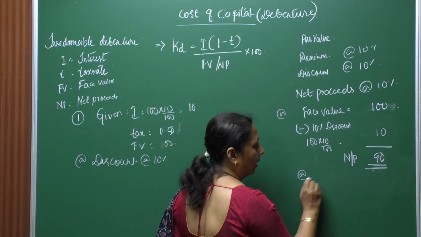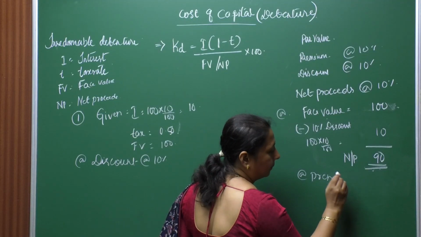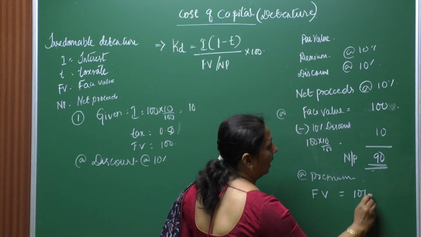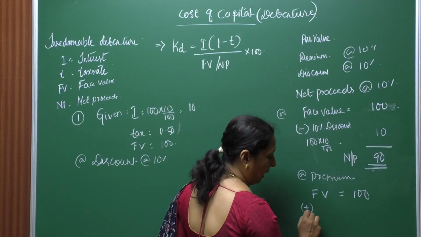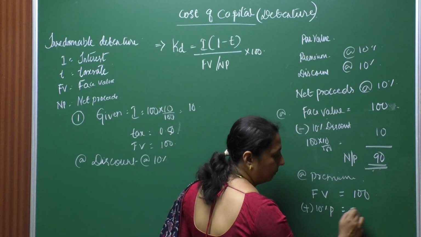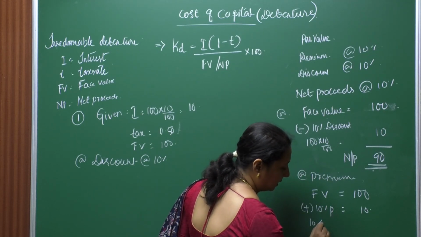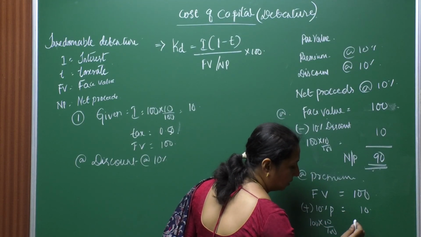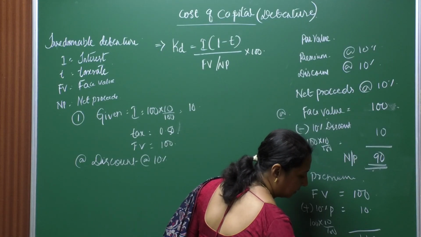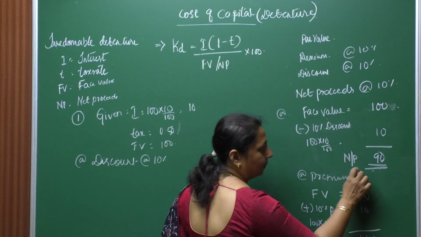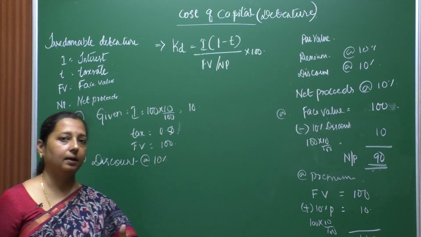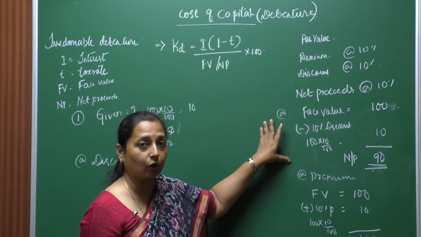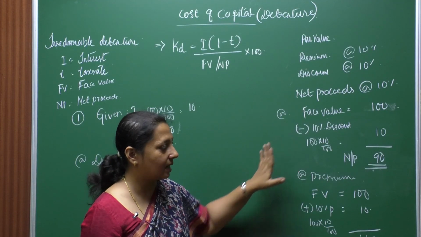Next, at premium, face value is equal to 100, add 10% premium, that is 100 into 10%, that is 10 rupees, so add, 110, this will give you net proceeds. See, they were issuing at par for the first, but here we have to calculate the cost of capital for discount and premium.